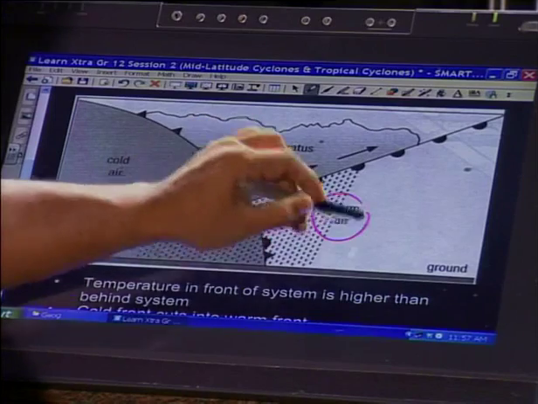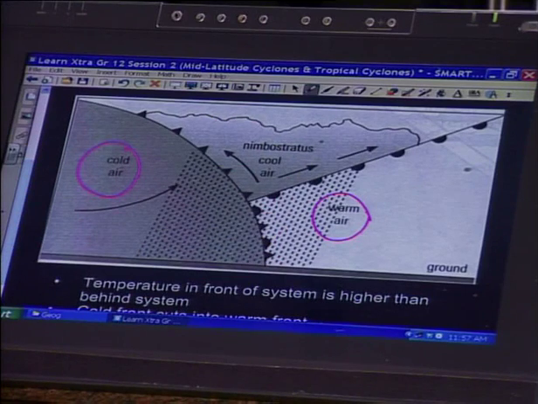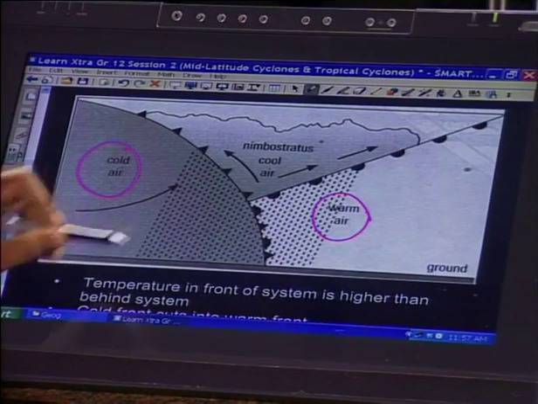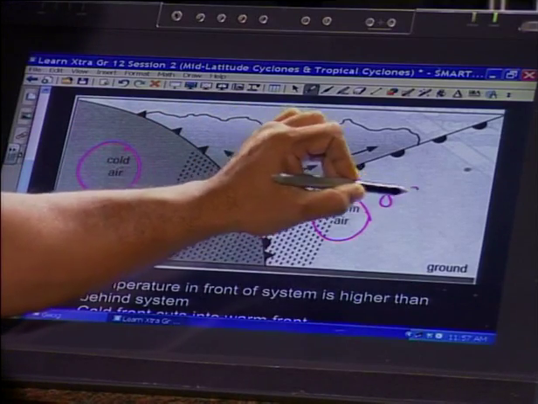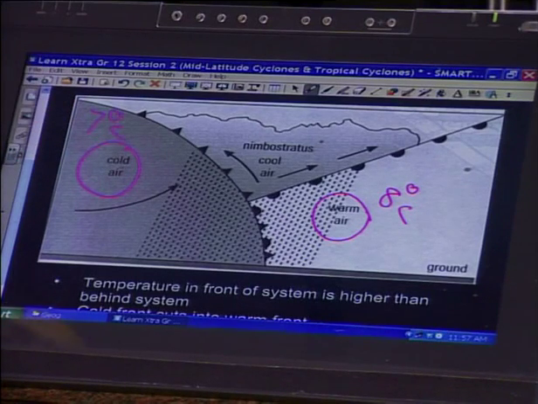Here, one of the ways of identifying a cold front occlusion is when you look at the temperature ahead of the system and you look at the temperature behind the system. So generally, the temperature ahead of the system is higher than the temperature behind the system. Okay, so if I put maybe 8 degrees Celsius here, I would put 7 degrees Celsius there. Okay, it's lower than that area. I'm trying to put in some figures to tell you that it's not 35 degrees Celsius here and -2. It's just that the temperatures are higher.